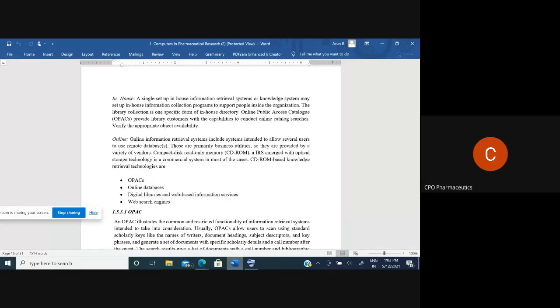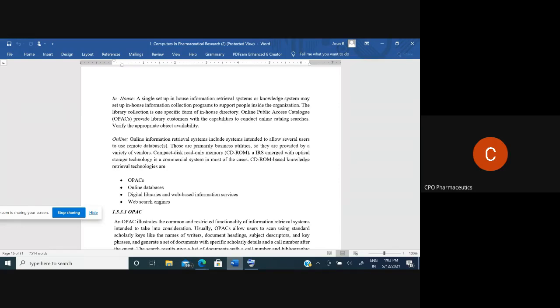In the first two information retrieval systems, you will get only written kind of information. In the remaining two, you will get all information, starting from photos and videos, very easily. So these are the four types of information retrieval system available in online mode: OPAC, online database, digital library, and web search engine.